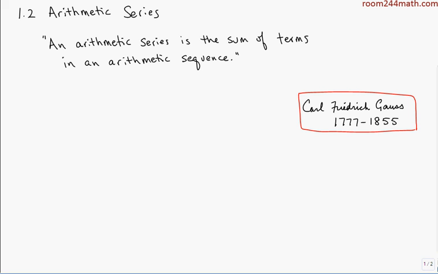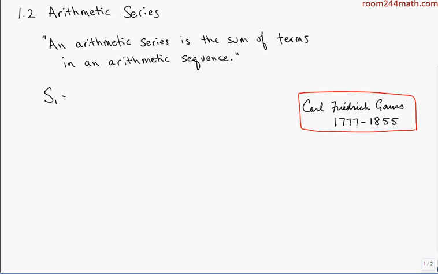The formal definition of an arithmetic series is simply the sum of terms in an arithmetic sequence. So if you have an arithmetic sequence and you just simply add up the terms, you get an arithmetic series. And we use a similar subscript notation for series. We use S to represent sum.